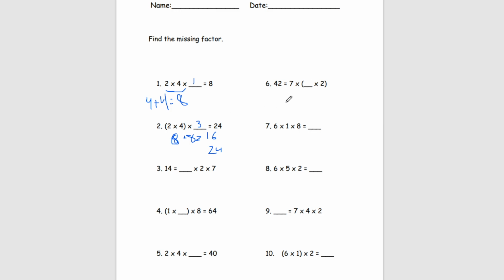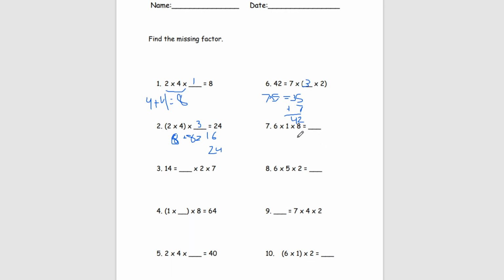For number 6, we have 42 is equal to 7 times blank times 2. However, this time our parentheses is in blank first. So in order to find out what gets to 42, we have to figure out what times 7 is going to get us to 42. We already know that 7 times 5 is 35. So in order to get 42, we can add 7 more, and that gets us 42. So that tells us that 7 times 6 is going to get us to 42. And we know that 3 times 2, which is 3 plus 3, gets us 6. So our answer for number 6 is 3.